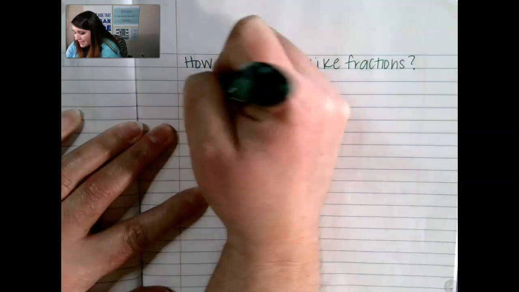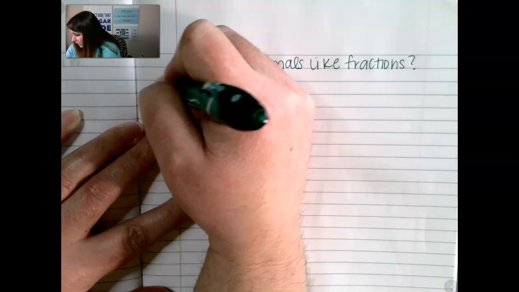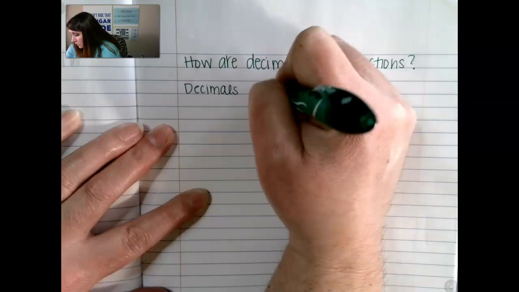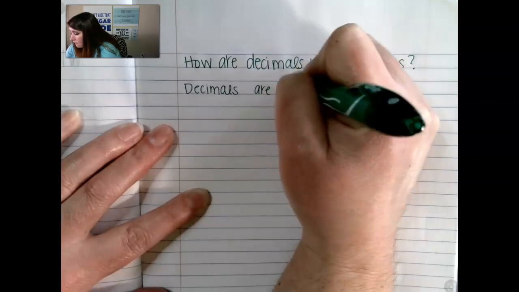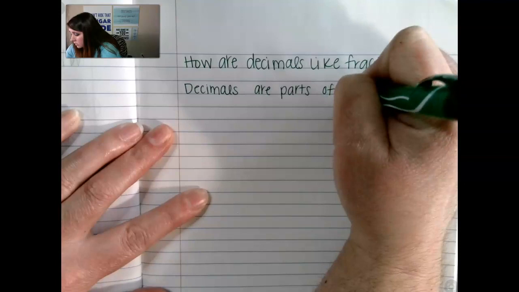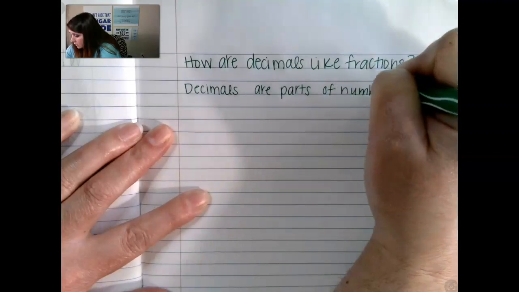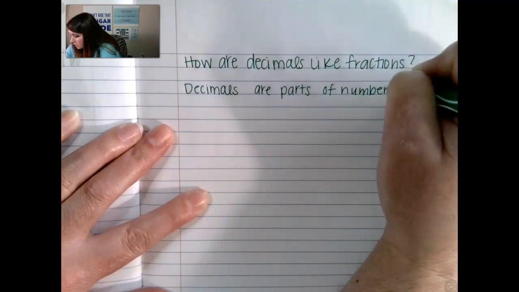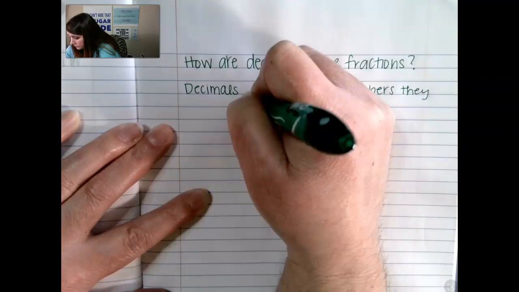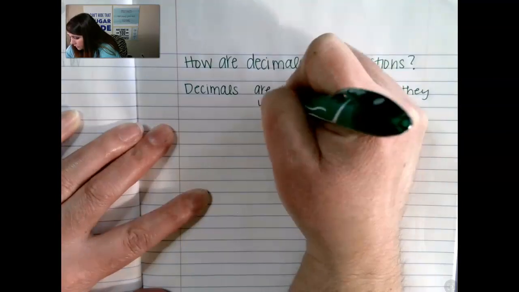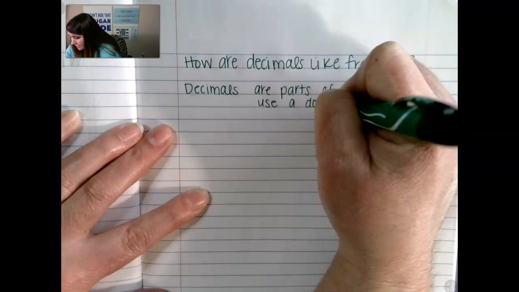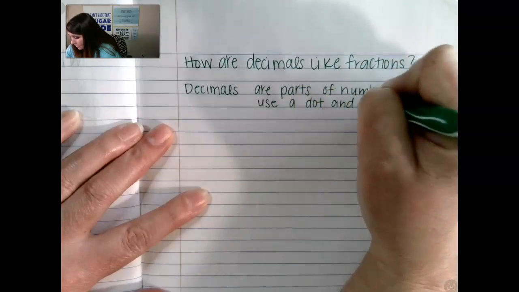Well, a decimal is, decimals, let's say, are parts of numbers. They use a dot and the place value chart.